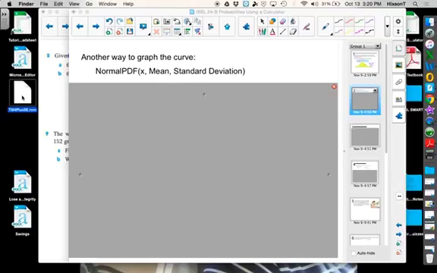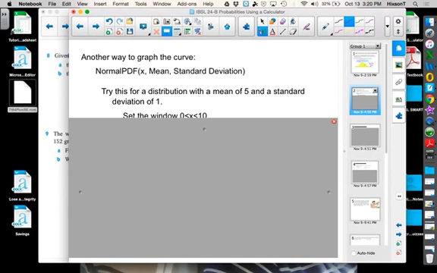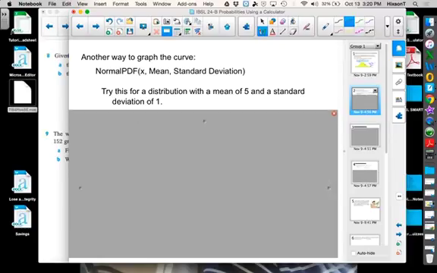And then we're going to insert that function. Right there where it says Y1, you can type in normal PDF. So we're going to do this where we have a mean of 5 and a standard deviation of 1.